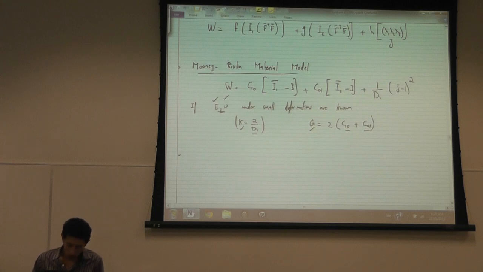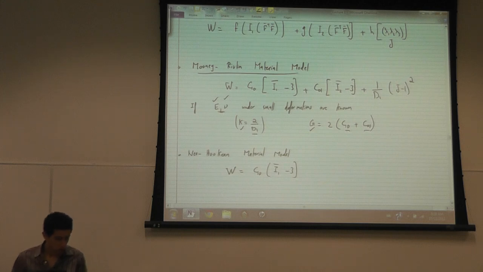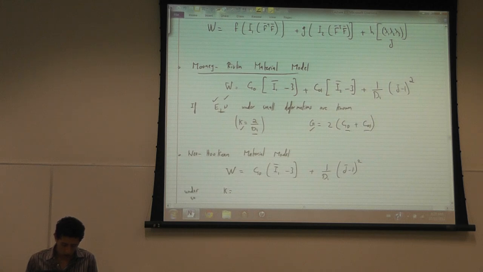Another material model is the Neo-Hookean material model. And the energy is equal to C10, a material constant, multiplied by I1 bar minus 3, plus 1 over D1 times J minus 1 squared. And again, if you know E and Poisson's ratio, then the relationship under small deformations is that K is equal to 2 over D1, so you can find an estimate for D1, and G is equal to 2 C10.